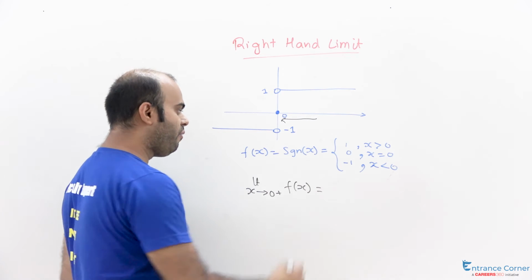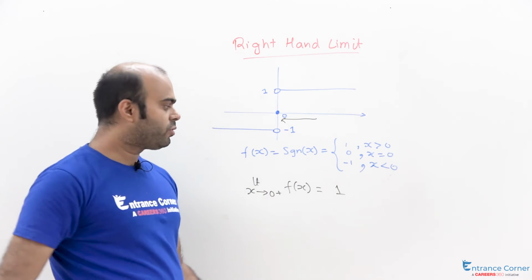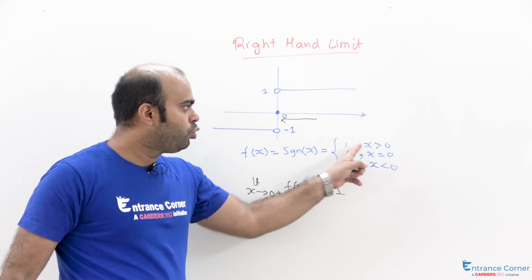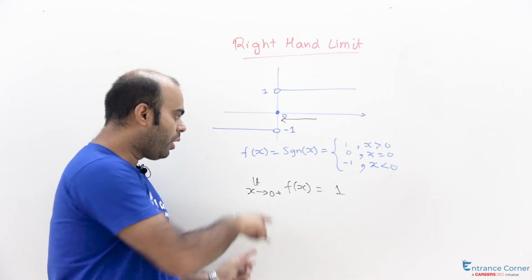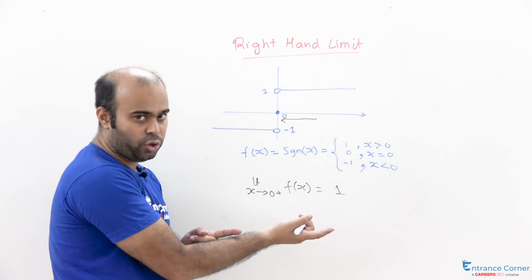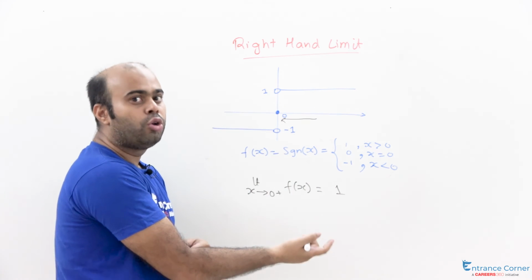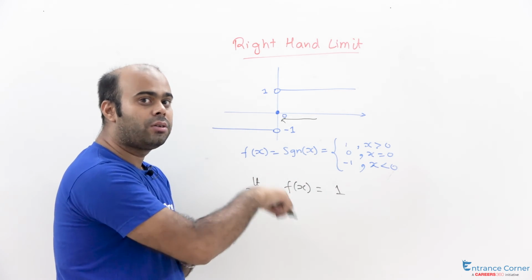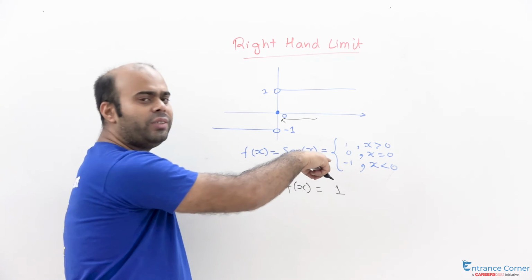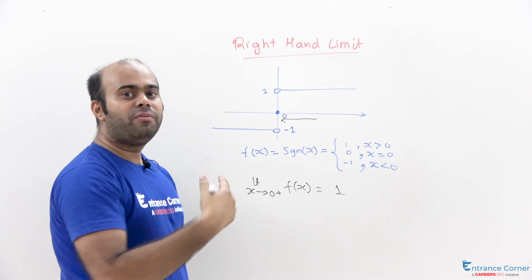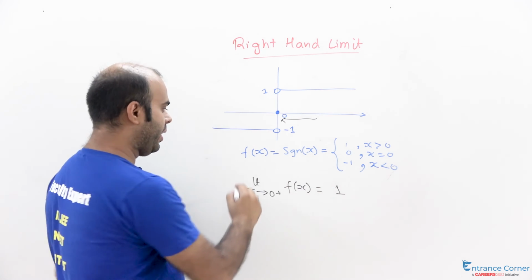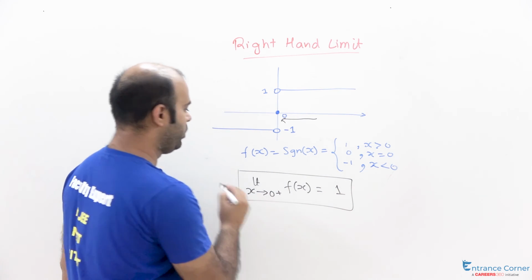You will expect a value which is 1, because for x greater than 0 you know you will get 1, and you are approaching from the right hand side of 0, which means greater than 0, though it is almost 0 but it is not 0. So the value which it will expect will be 1. That is the right hand limit as x tends towards 0.